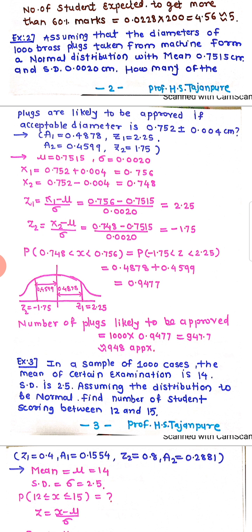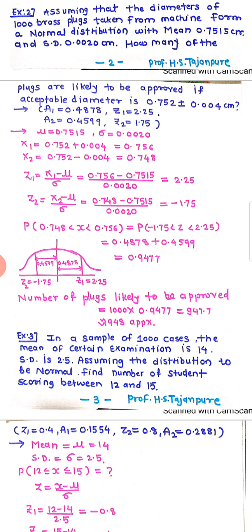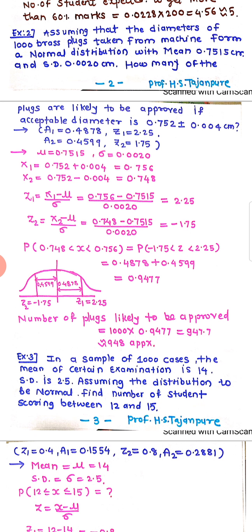In brackets, the area is given. Area A1 is equal to 0.474878 corresponding to Z1 = 2.25. That is, this is the area from Z equal to 0 to Z equal to 2.25. And another area is given, area A2, that is 0.4599. It is corresponding to Z2 equal to 1.75. That is the area from Z equal to 0 to Z equal to 1.75.